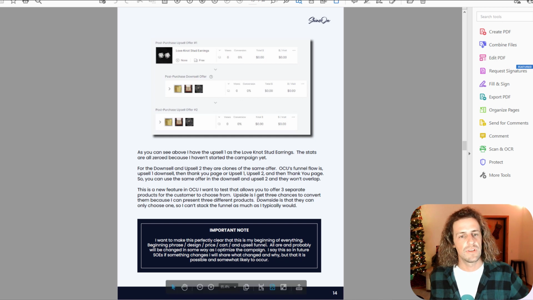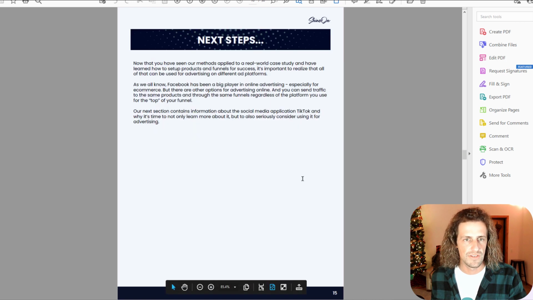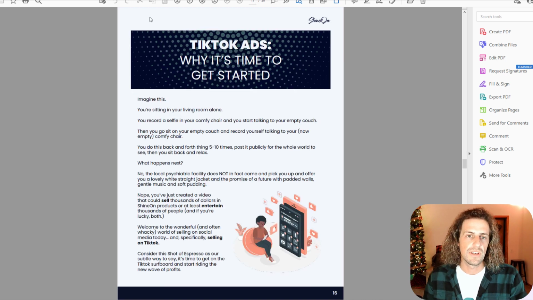So important note, basically what this is saying is that this is the starting process of the case study, and maybe some changes will take place along the way and adjustments, but that's just how the process works. It's iterative, and so that's what that important note is for. And now we're going to look at TikTok ads and why it's time to get started.